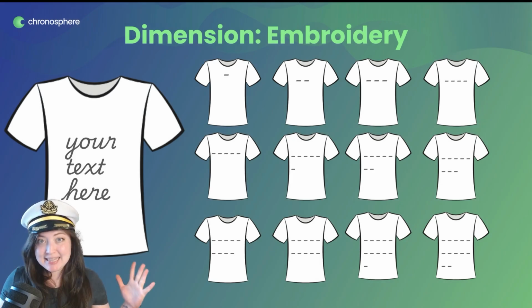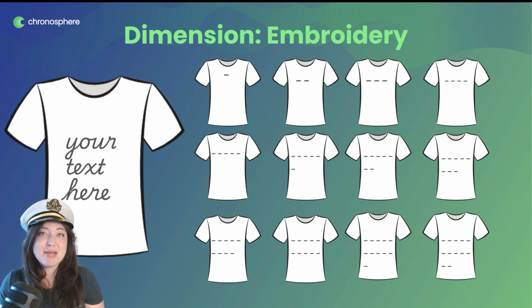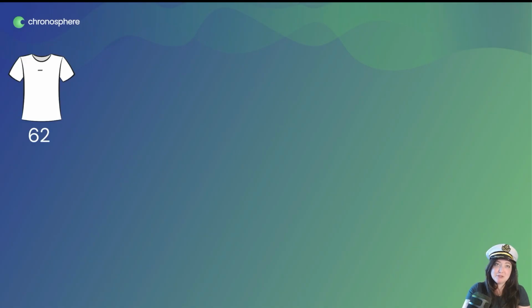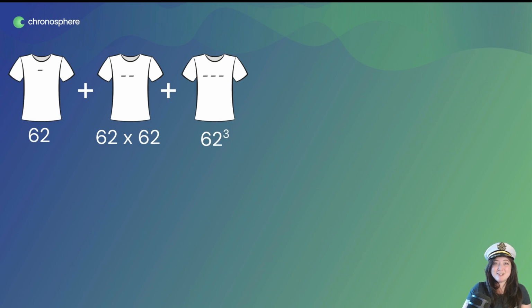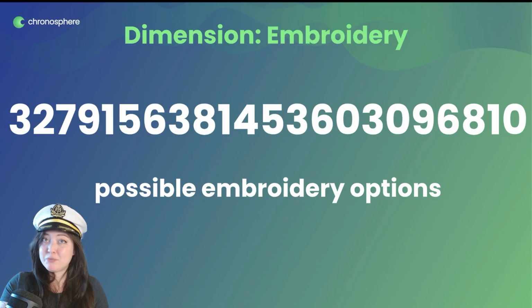Customers can choose any length between 1 and 12 characters, so the number of possible embroidery messages needs to take into account every single one of these options. So to break it down, 1 character, 62 options. We got that. 2 characters is going to be 62 possible options for character 1 times 62 possible options for character 2, 62 squared. We're going to follow this pattern all the way to our maximum 12 character limit, 62 to the 12th.